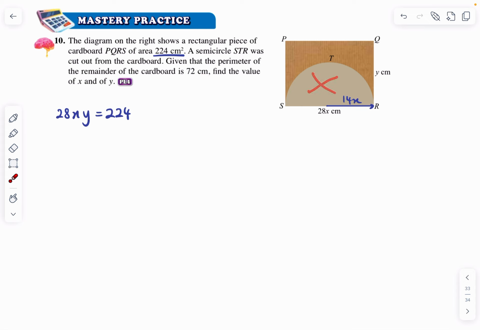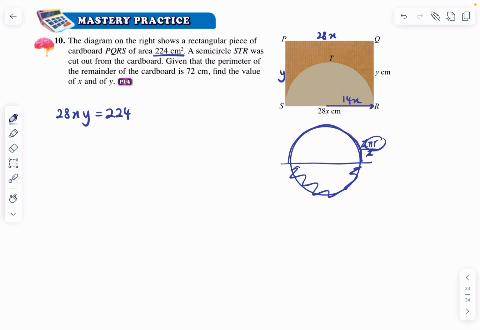After cutting this out, the remainder of the cardboard will be this. So the perimeter is this plus this plus this plus this. So 28x here, y here, y here. This length is half the circumference of a circle. If we have a circle, the circumference is 2 pi r. If half the circle, we half this. So half the circle, without this, just this length will be pi r.